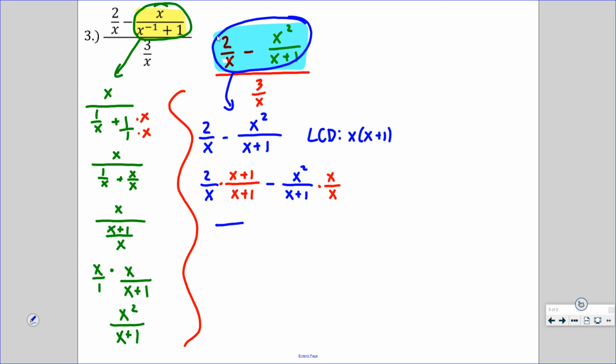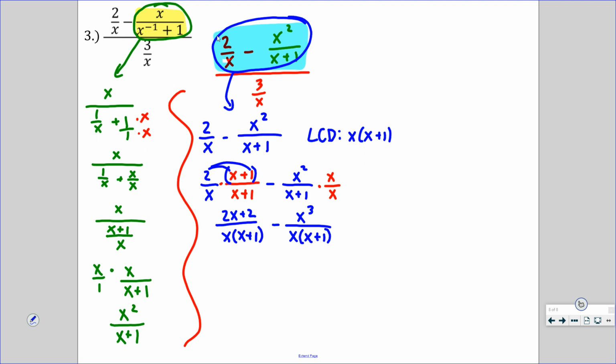Okay. In the first fraction, you have to distribute that 2. You get 2x plus 2 over your LCD. What's x squared times x? X cubed over my LCD. I always like to rearrange my LCD so that they exactly match. You don't have to, but.